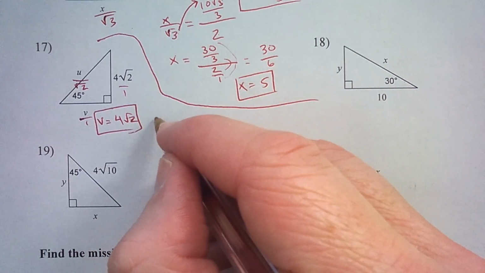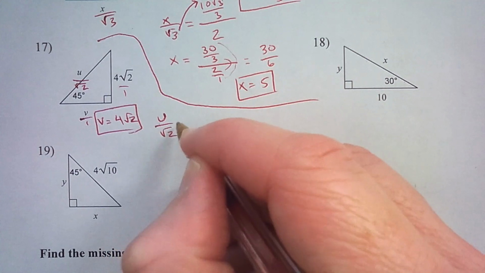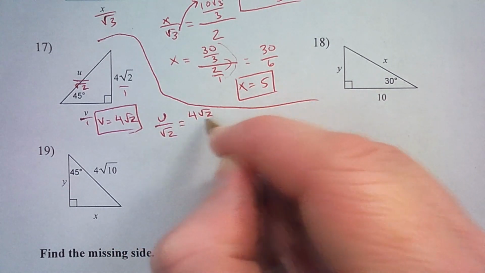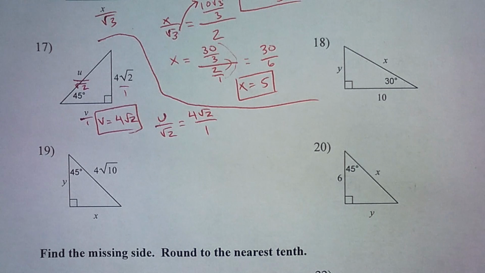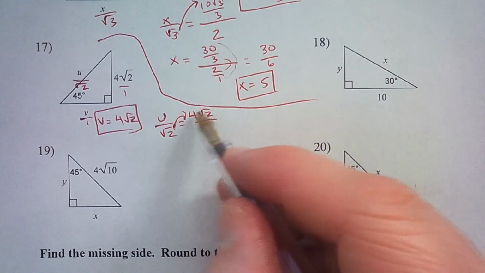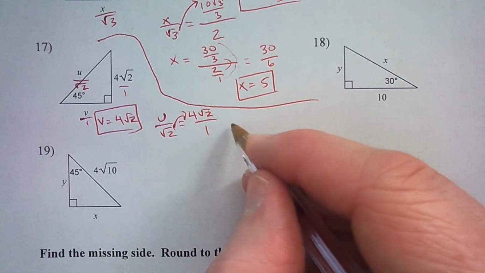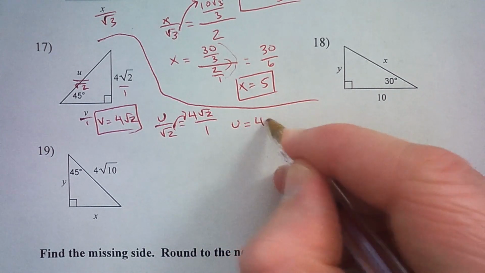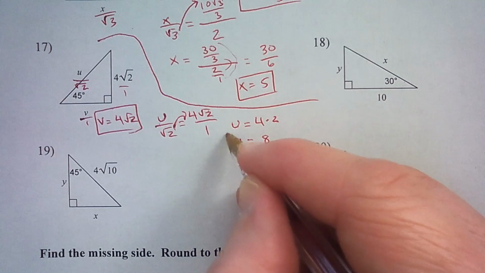Okay, then I have U is to the square root of 2, as 4 root 2 is to 1. And I can multiply this root 2 across. So I have 4 times the square root of 2 times the square root of 2, which is 4 times 2, so U is 8.